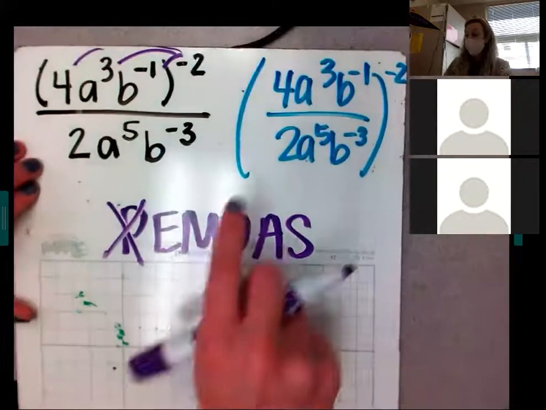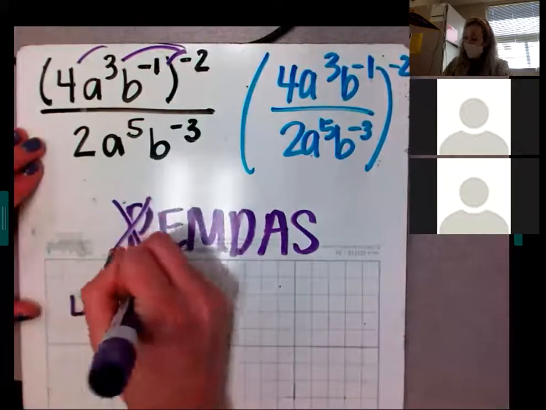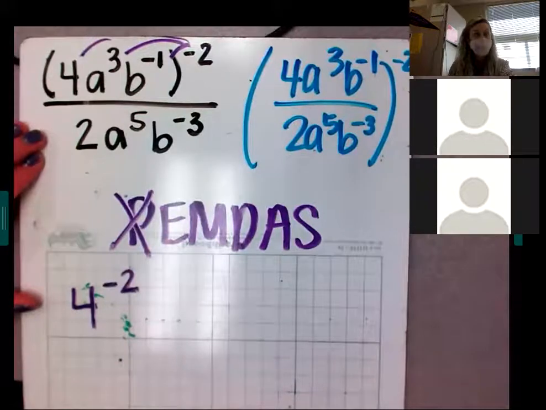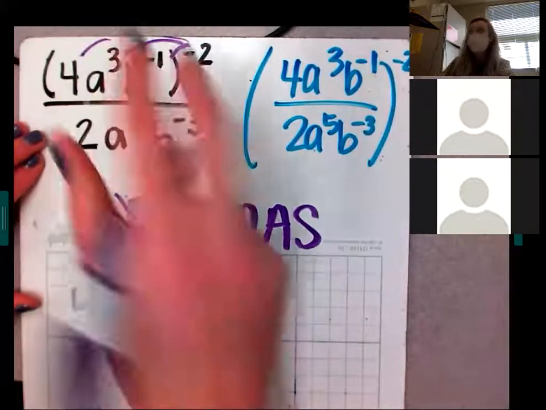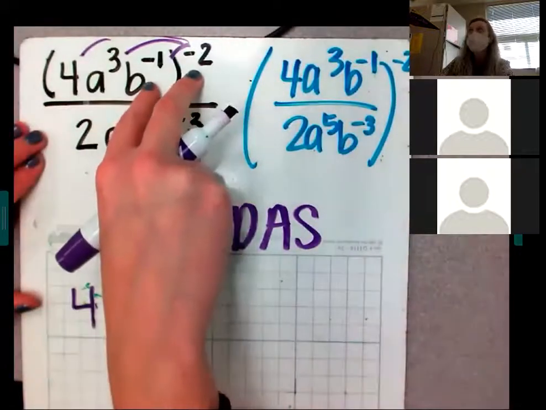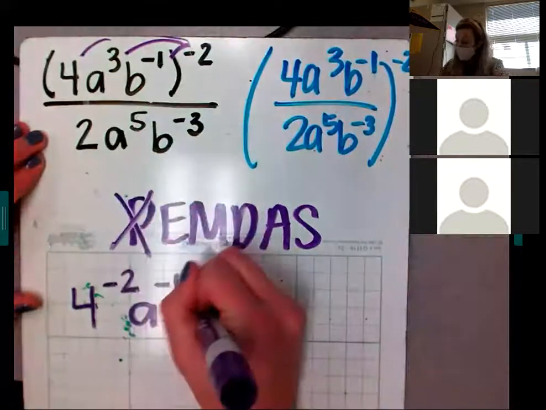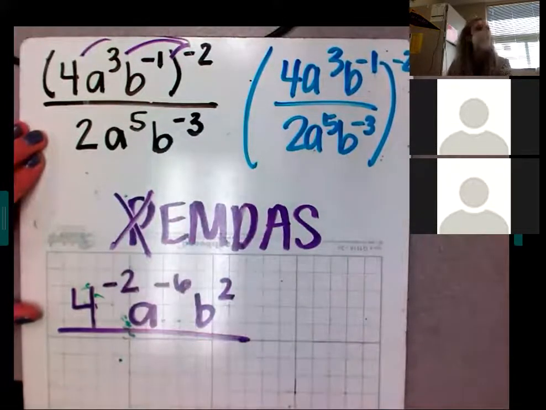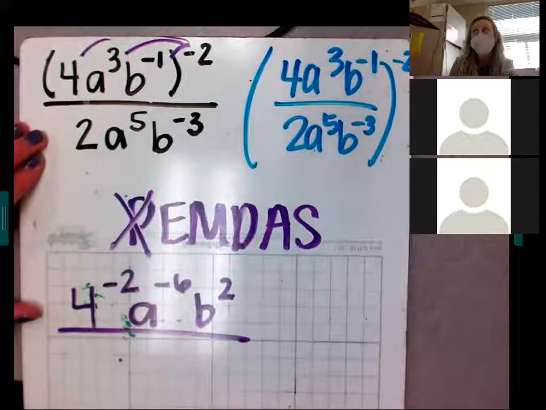All right. If you take this negative 2, and I want y'all to watch, that would be 4 to the negative 2. How many A's do I have if I do 3 times negative 2? I heard negative 6. Good job. How many B's do I have if I do negative 1 times negative 2? Positive 2. Y'all, parentheses in math have always meant the same thing. Parentheses mean to multiply. So you got an exponent outside of parentheses, you're going to multiply.